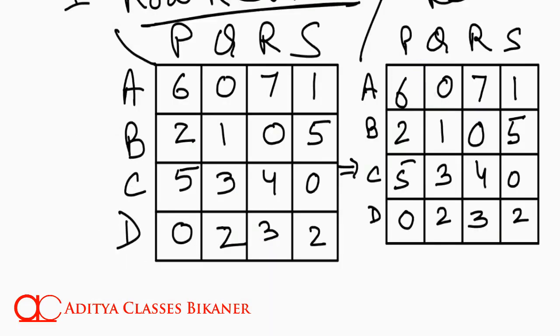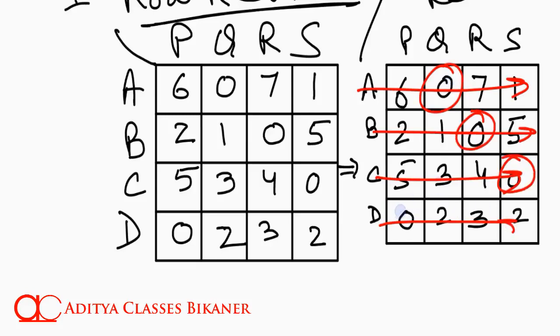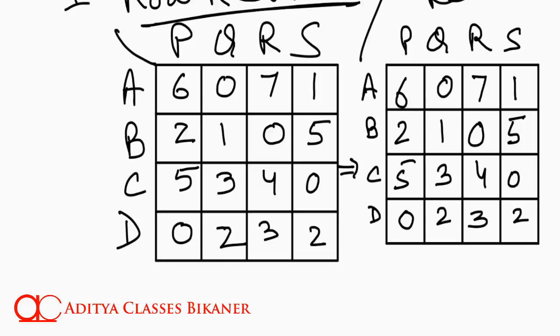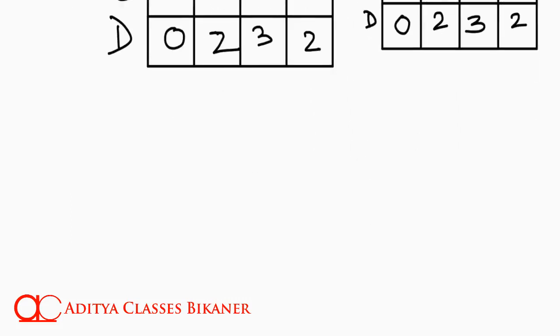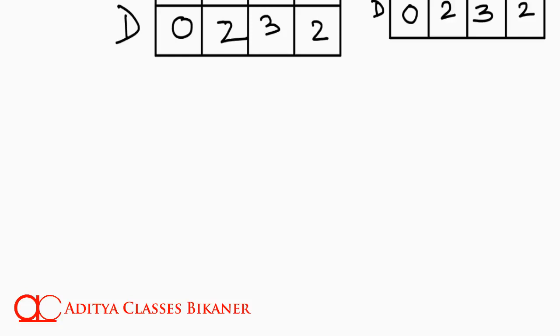After column reduction, I have a matrix wherein each row has at least 1 0, and even each column has at least 1 0. So this is what row reduction and column reduction will do to your matrix. Each row and each column will have at least 1 0. They could have more zeros, but they will definitely have at least 1 0.